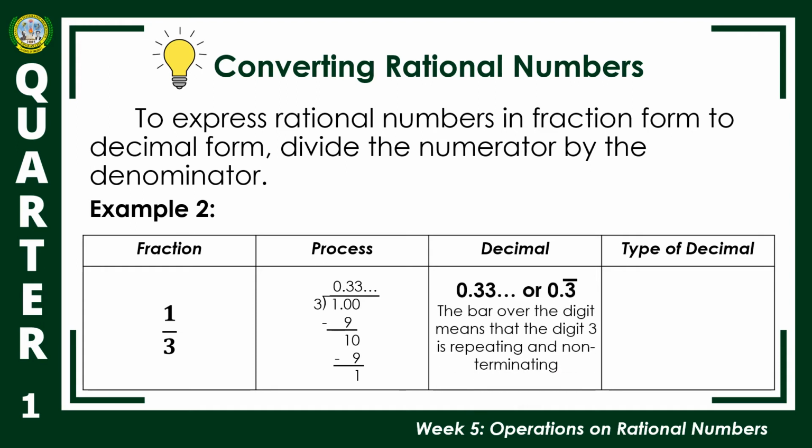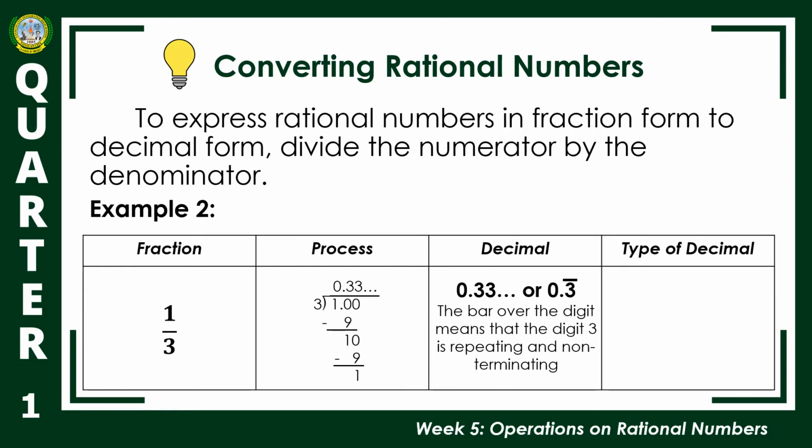So, our answer would be like this. Okay? So, we can write 0.33 with an ellipsis at the end. So, meaning po, nauulit yung 3. Or kung gusto naman natin, ay isulat natin siya in the form of this one. 0.3 bar. So, may bar dun sa taas. The bar over the digit means that the digit 3 is repeating and non-terminating. Okay? So, mas maigsi siyang isulat. Kasi nilalagyan na lang natin ng bar yung digit na nagre-repeat.